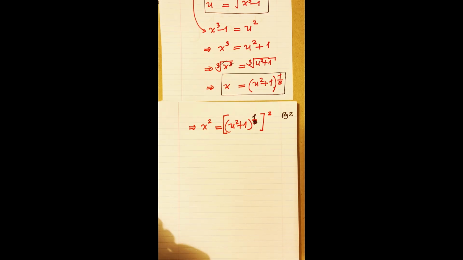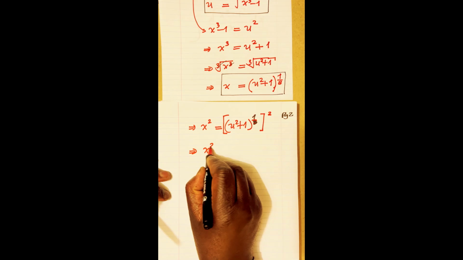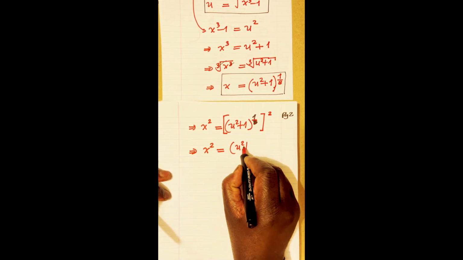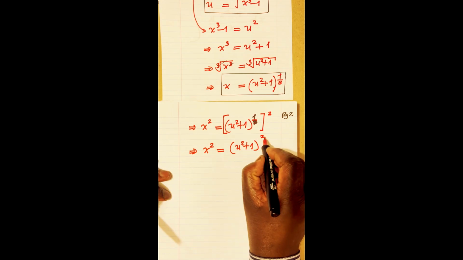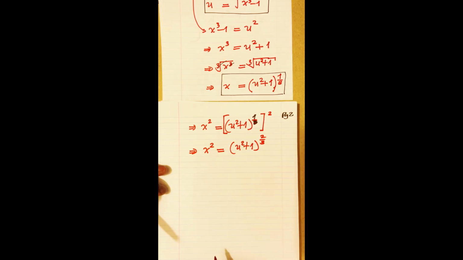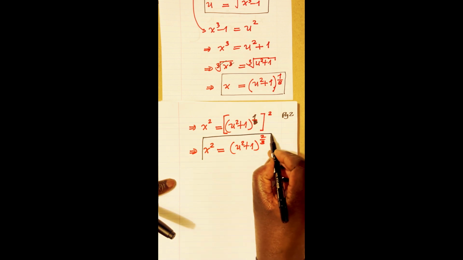Right, now what do we get on the left hand side? We get x squared. On the right hand side, we're going to get u squared plus 1 all to the power 2 over 3, because we have 1/3 times 2 is 2/3. Now, this is another important equation we're going to need. Like I said, let me put it in a rectangular box as well.